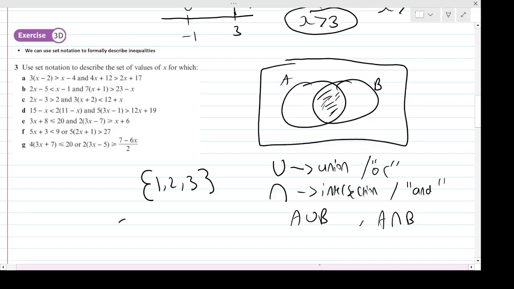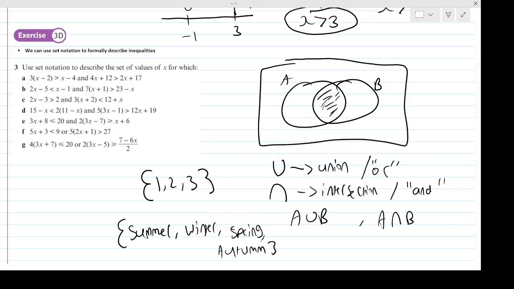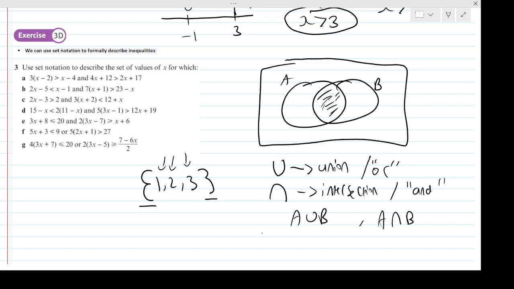If I had this list, summer, winter, spring, autumn, then these are the list of the seasons of the year, the 4 seasons of the year. It doesn't have to be mathematical, but that's the idea of a list. A set is basically a fancy name for a list where we have these curly brackets, and what we put into this is our entries, what we call elements, actually.